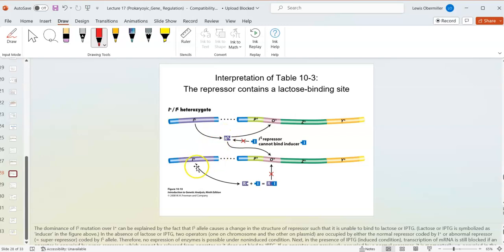Now, this is I plus. This is normal. So this will bind and shut this off, or not be able to bind to the operator, right? So this I plus is normal because it's a trans element. It can also work over here. So even though this is a super repressor, this one can go over here and affect this. So you got to think about, when you're doing these problems, these trans elements that can move around, right?